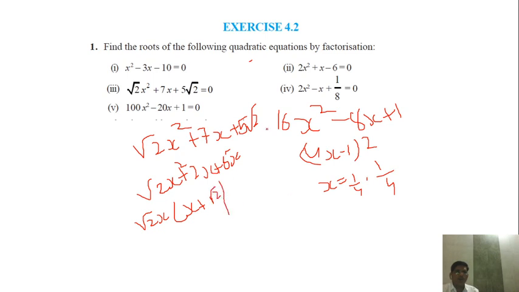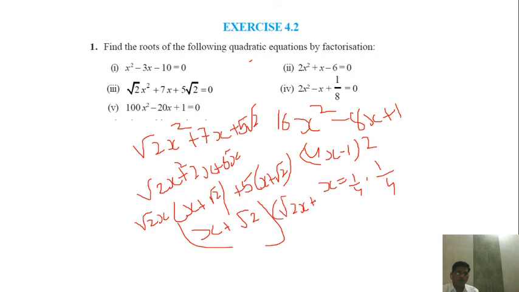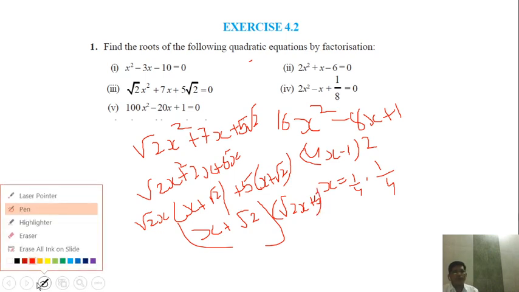Here 5x plus 5 root 2, so 5 common. So in bracket x plus root 2. So the answer is x plus root 2 and root 2x plus 5. So 2 factors we have already got.